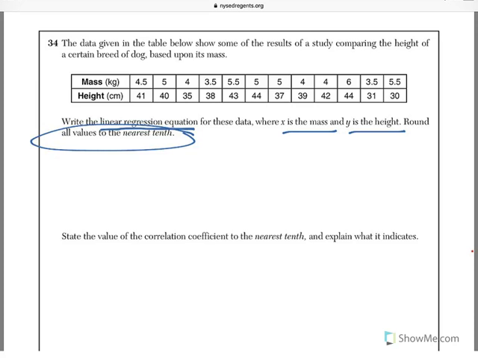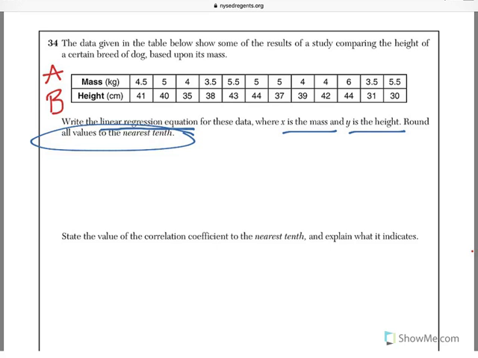So when you see the words linear regression equation, hopefully your first thought is to type these values into your list in spreadsheets in the calculator. The mass they said was x, so we're going to type that into list A with a title, and the height is y, so we're going to type that into list B with a title. Then we're going to go through our calculator.